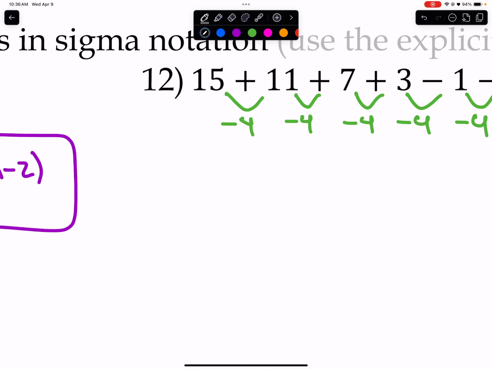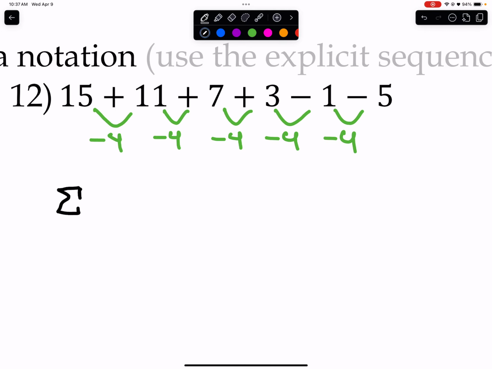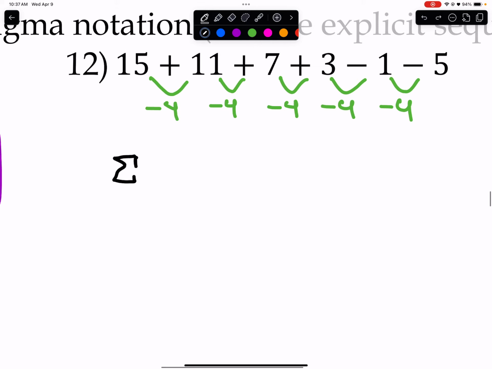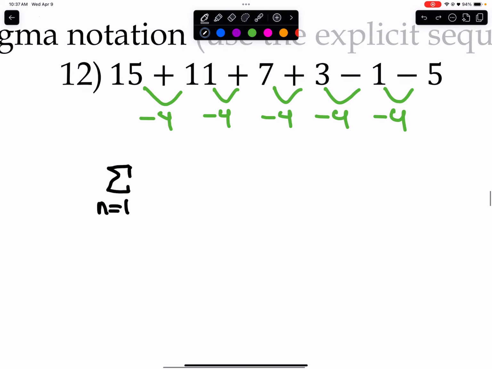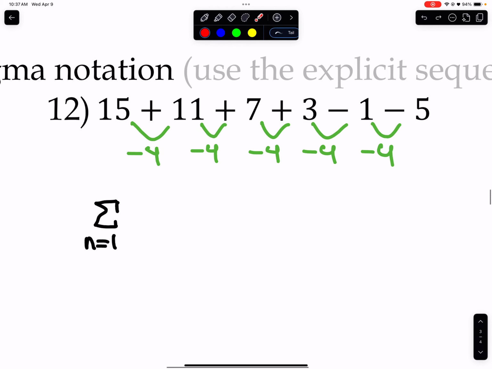Once again, I'm going to start with my sigma. Now, we don't have an ellipsis at the very end, which tells me this is going to be finite. So I'm still going to start at the first term, but we don't know what number we're going to put up here. Well, whenever we give you a finite series like this, you just count the number of terms.